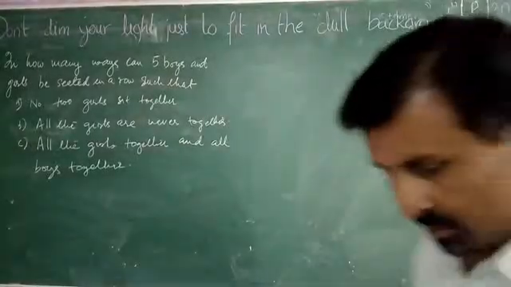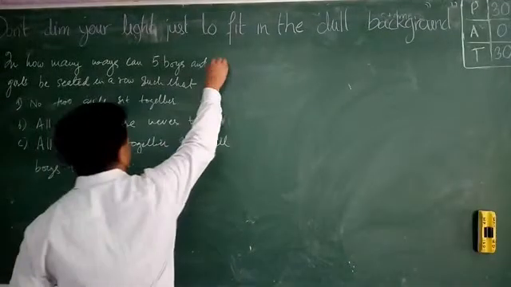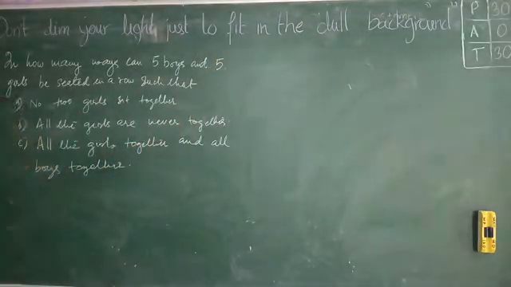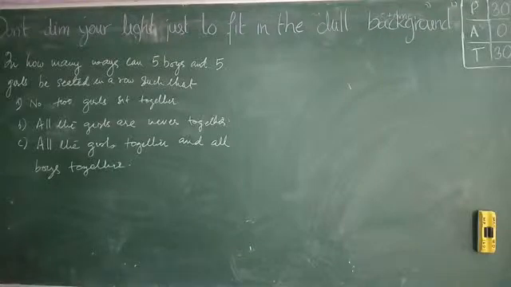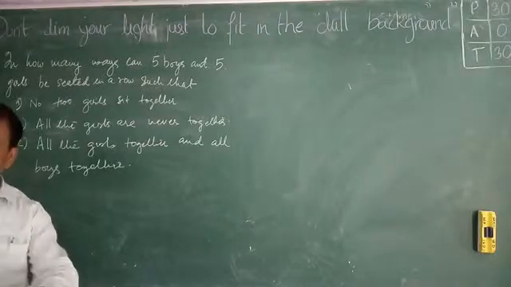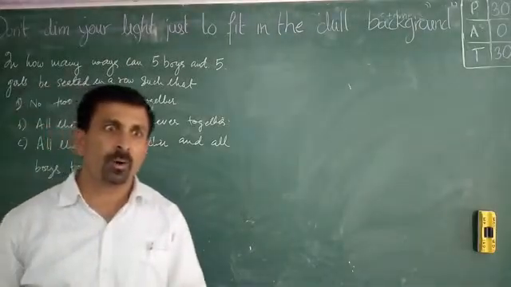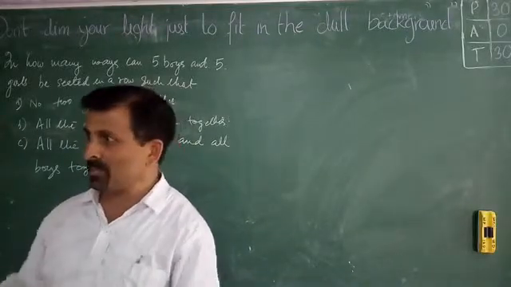Alright. This question is: in how many ways can 5 boys and 5 girls be seated in a row, so that no 2 girls sit together? No 2 girls sit together. That means they are going to sit alternately. The moment you say they are going to sit alternately, I will take this question as the previous question. Odd, even, what? Alternate only. So this question matches with that previous question.